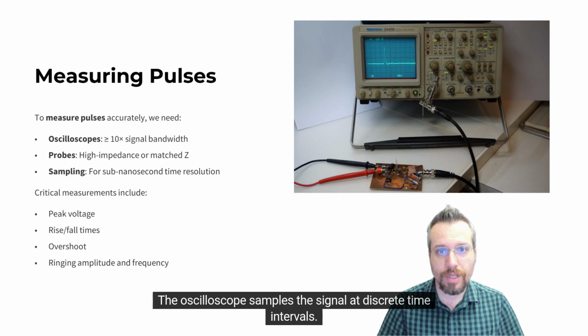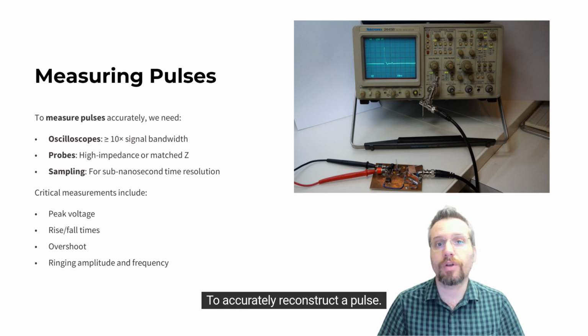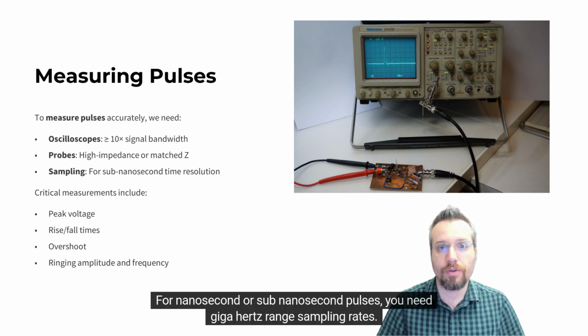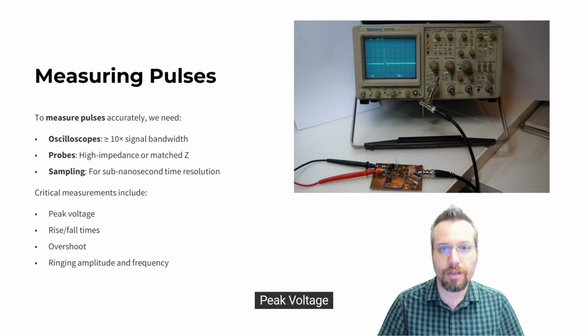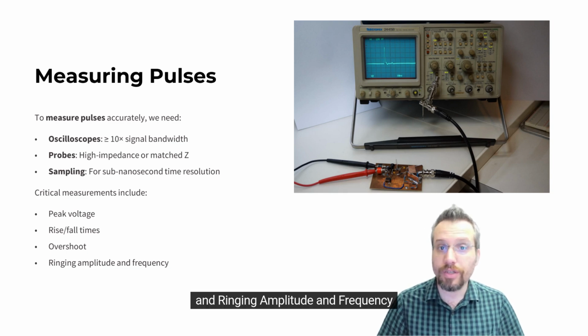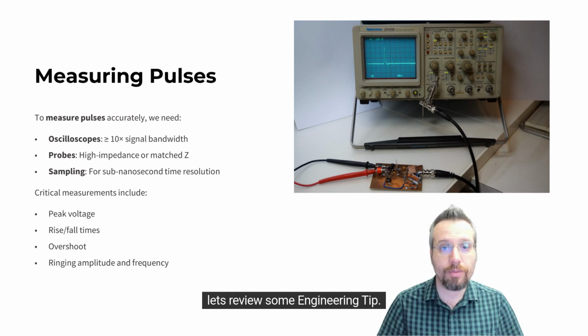The oscilloscope samples the signal at discrete time intervals to accurately reconstruct a pulse. For nanosecond or sub-nanosecond pulses, you need gigahertz range sampling rates. Once the setup is correct, we can measure key pulse parameters like peak voltage, rise and fall times, overshoot, and ringing amplitude and frequency. Let's review some engineering tips.